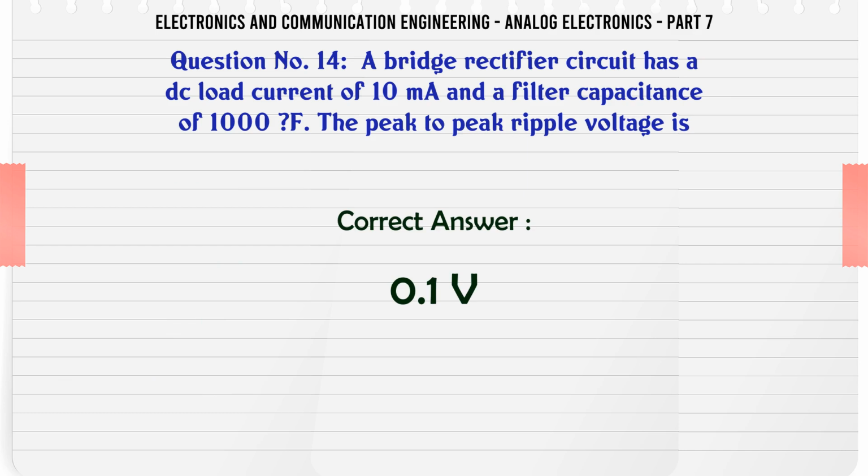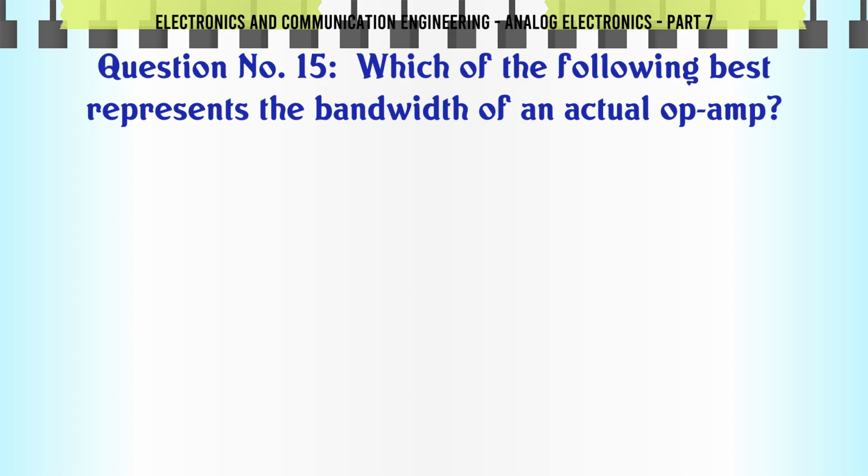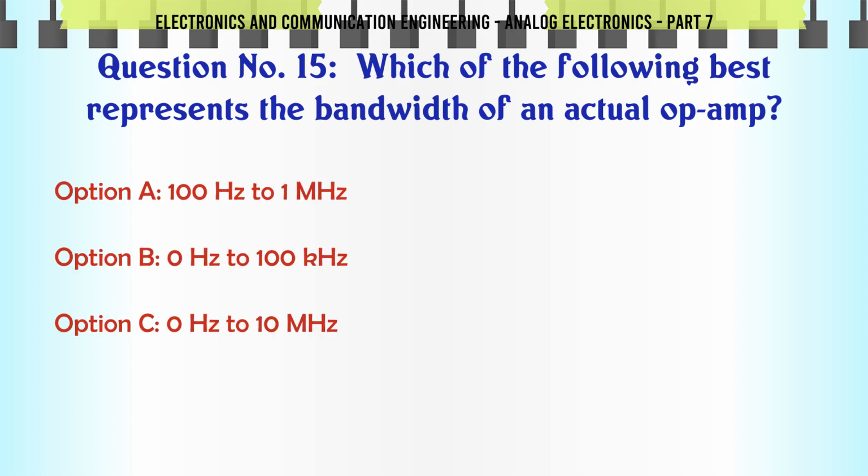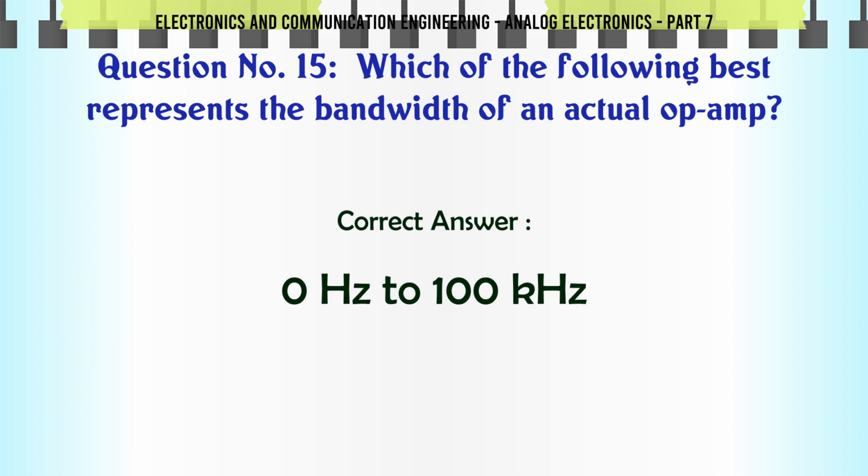Which of the following best represents the bandwidth of an actual op-amp? A. 100 Hz to 1 MHz. B. 0 Hz to 100 kHz. C. 0 Hz to 10 MHz. D. 0 Hz to infinity. The correct answer is 0 Hz to 100 kHz.